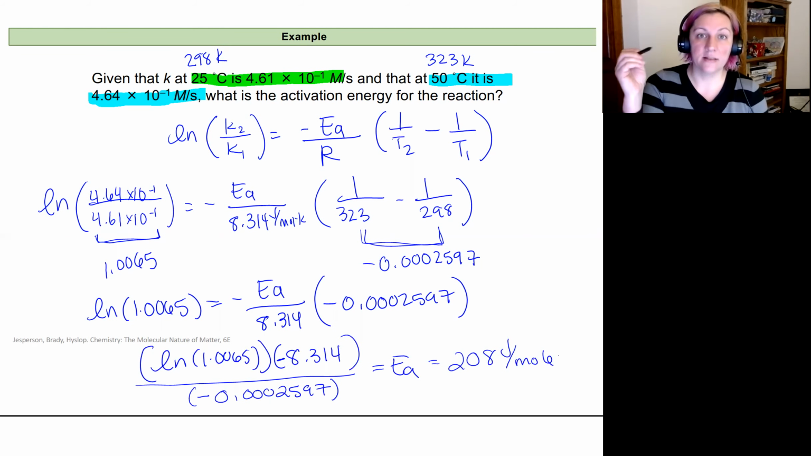And I have this example also on the following slide, typed up as well, a little bit neater.